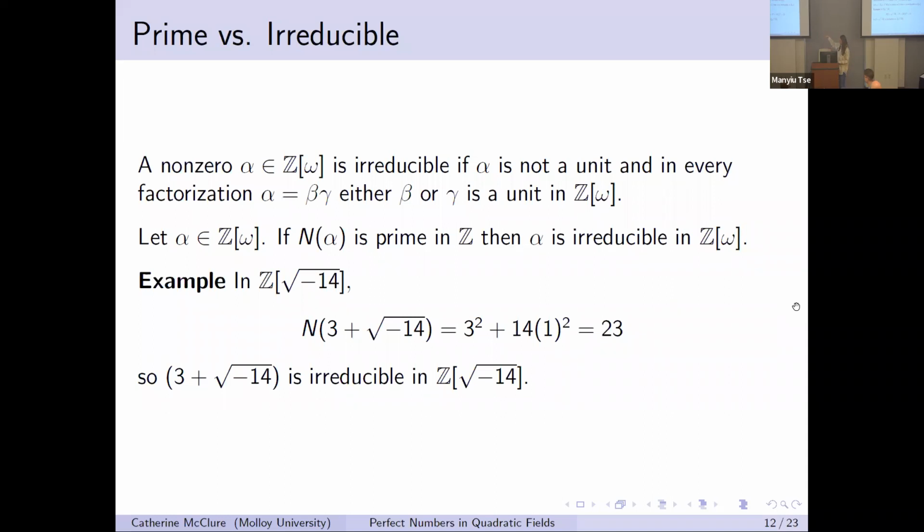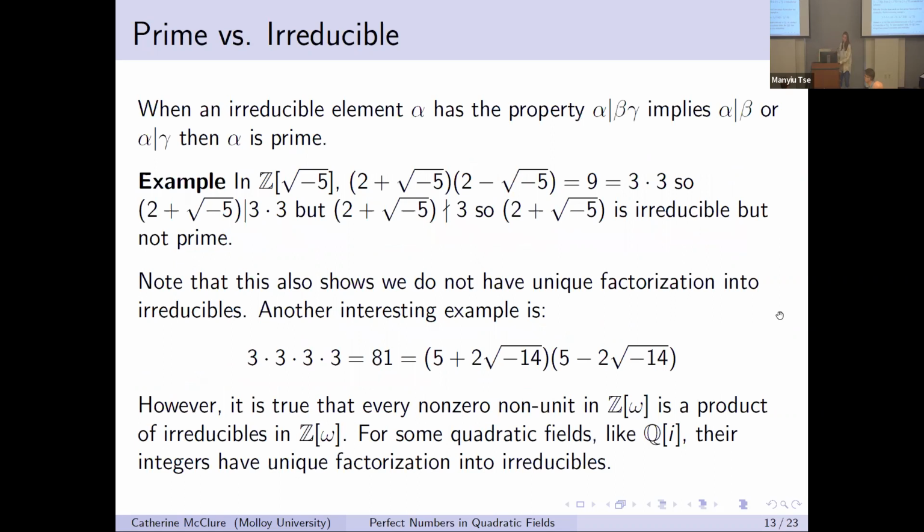I have an example here of another element in Z[square root of negative 14]: 3 plus square root negative 14. The norm of that comes out to be 23. That makes that irreducible. So when are prime and irreducible the same? If an irreducible element alpha has the property that alpha divides beta gamma implies alpha divides beta or alpha divides gamma, then alpha is prime. So that's just Euclid's lemma in the integers. And when this is the same, then irreducible and prime are the same.